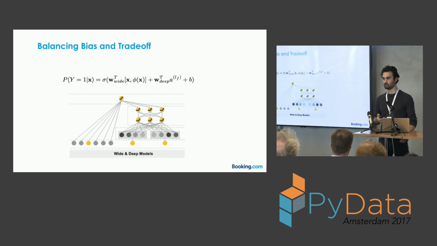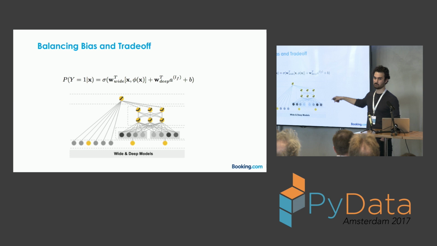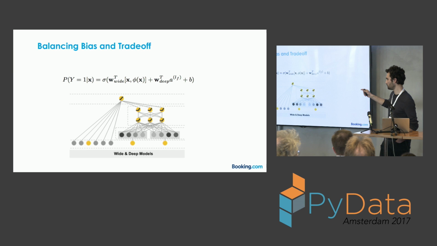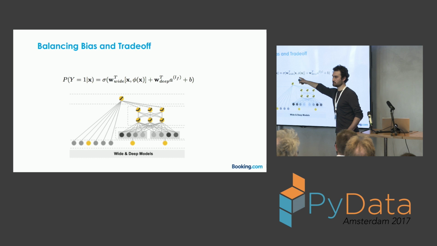And how could we have this balance between the bias and the variance trade-off? It is done with this network. This is what is claimed: by jointly optimizing for both the wide and the deep part. This formula takes into account both the wide part, the logistic regression, where phi is the interactions, and x is the input, and the deep part.